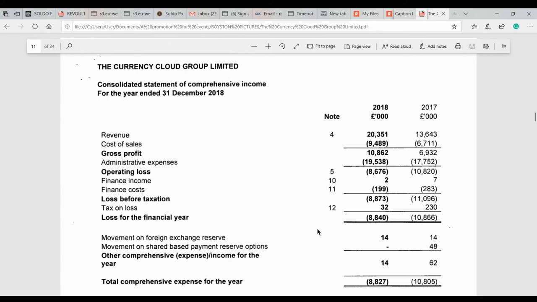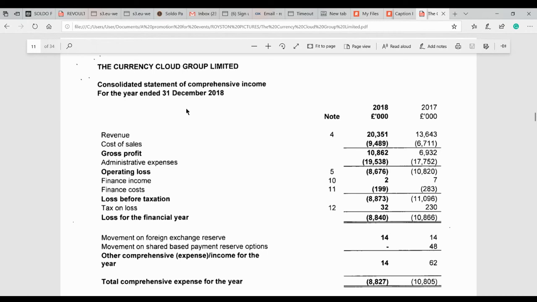Hi. One of the things that we do as accountants or financial experts is to look at financial statements. And here today, I'm showing you the financial statement of a company, which you can download yourself by going to Companies House and just putting in the name of the company, in this case, the Currency Cloud Group Limited.